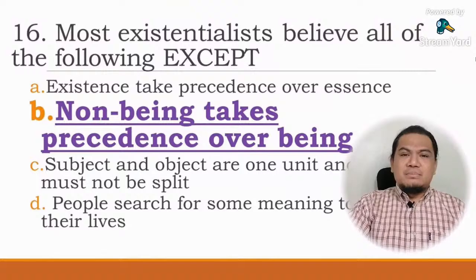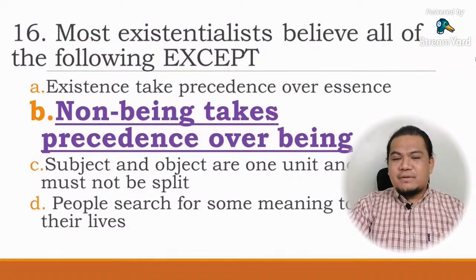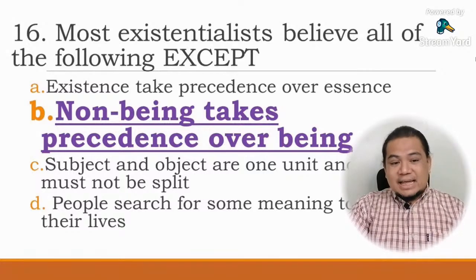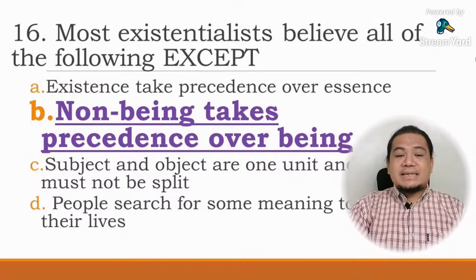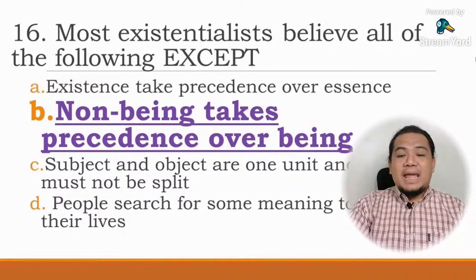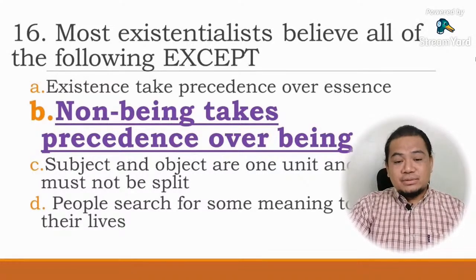Number 16. Most existentialists believe all of the following except letter B. Non-being takes precedence over being. First, existence takes precedence over essence. Existence means to emerge or to become. Essence implies a static, immutable substance. Existence suggests process. Essence refers to a product. Existence is associated with growth and change. Essence signifies stagnation and finality.